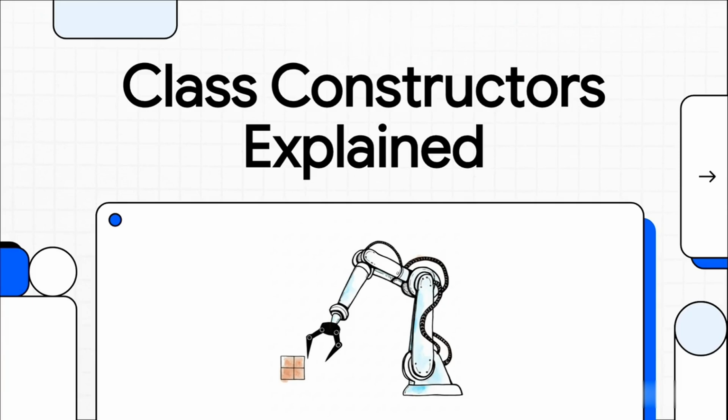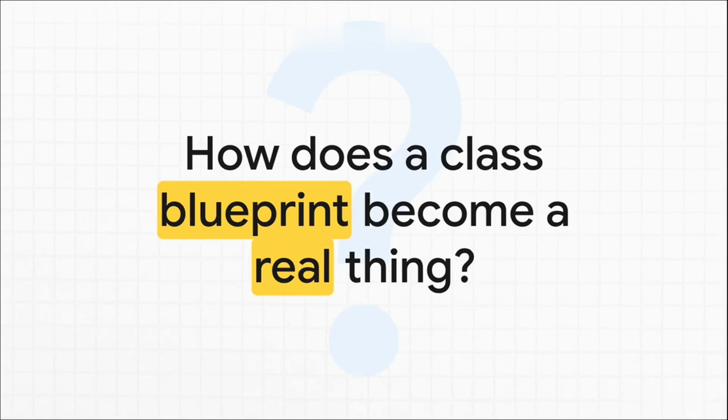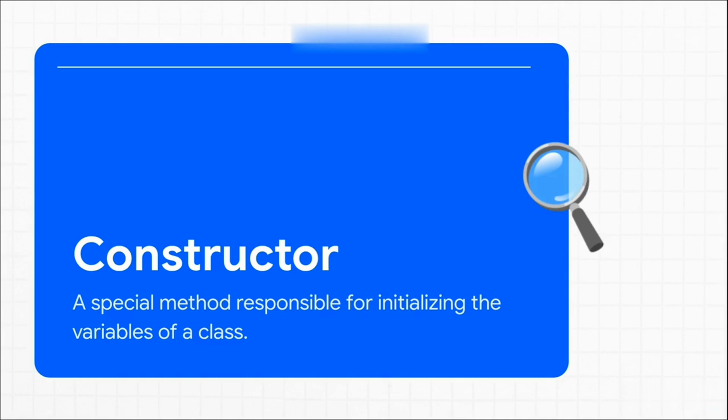Let's get to it. So we hear this analogy all the time, right? A class is a blueprint, maybe for a car. It spells out what a car has, a model, wheels, an engine, all that stuff. But a blueprint isn't a car. You can't drive it. So what's that magical step? What takes that plan and actually turns it into a real object your program can use? And that's where the constructor comes in.